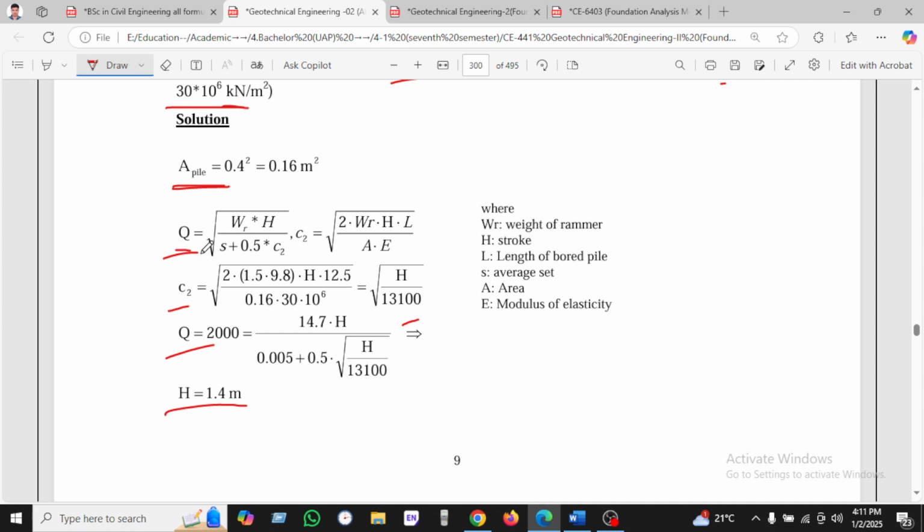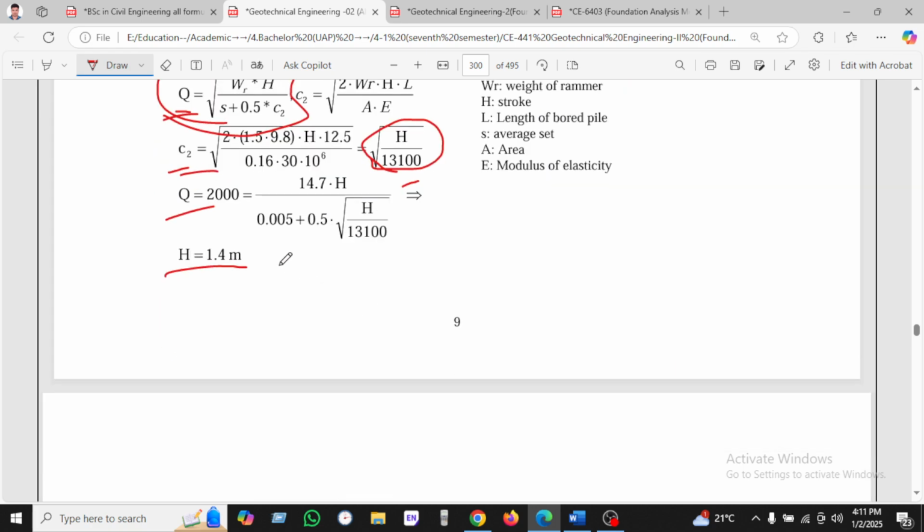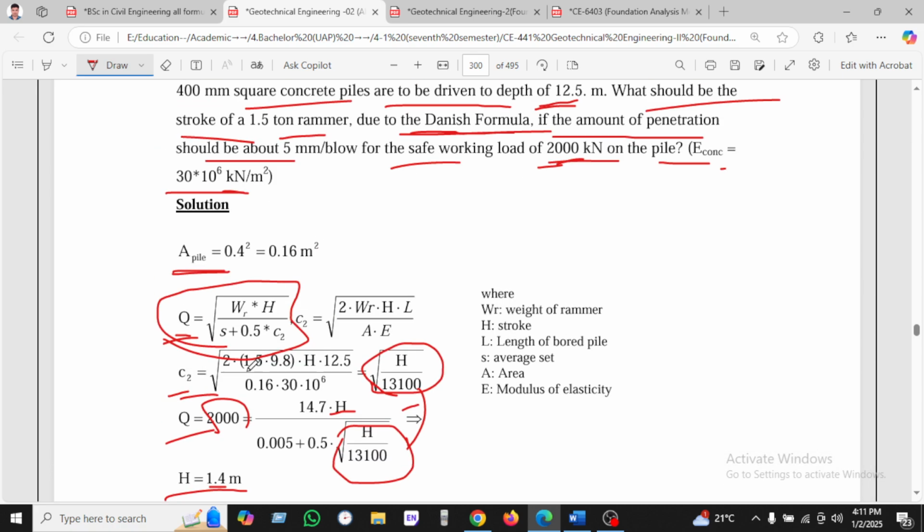0.16 meter square. So Q equal to root over QR into S divided by S into 0.5 into C2, where C2 equal to, we have found, 2 into root over W R S L divided by A into E, and putting all these values we found C2 equal to this formula. This is the main formula. So now putting all these values, Q equal to known, the Q value is the load given, 2000, so we put the Q value, use the C2 values here, put them in here and found the H value. So the stroke is 1.5 meter.